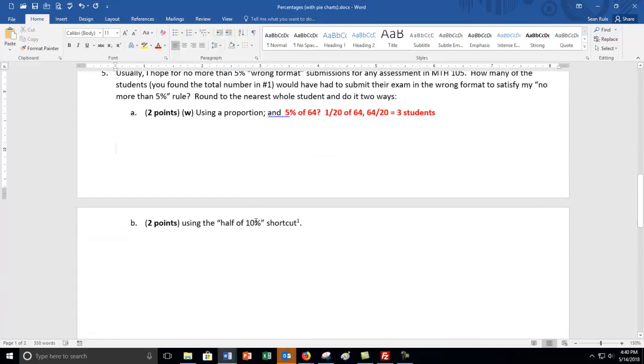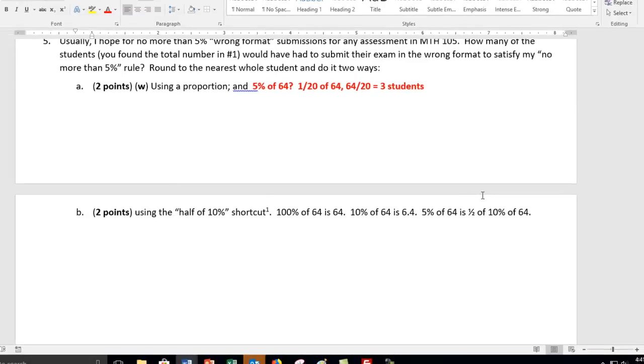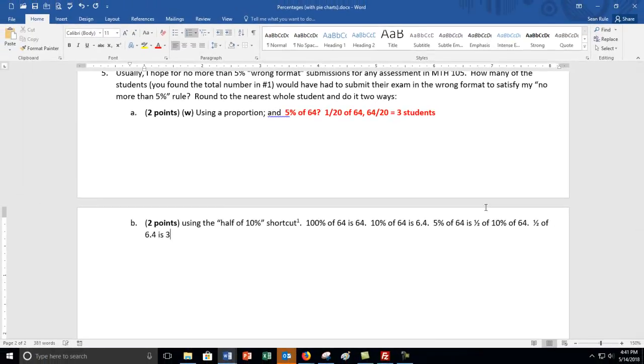Then I said using the half of 10% shortcut, which we ended up talking about in class today, which was great. So you start with 64. 100% of 64 is 64. 10% of 64 is 6.4. Okay, hopefully that makes sense. 5% of 64 is half of 10% of 64. So since 10% of 64 is 6.4, half of that is going to be 3.2. Half of 6.4 is 3.2, which rounds to 3.